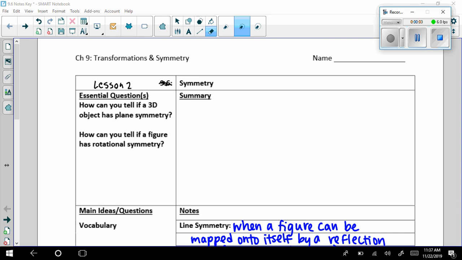Hey everyone, so lesson 2 of Transformations and Symmetry, chapter 9, is all about symmetry, and that's exactly what you think it is. It's the same symmetry that you have done before in maybe an art class. But we're going to expand upon that idea and talk about more than just line symmetry, but also if something has plane symmetry or rotational symmetry.